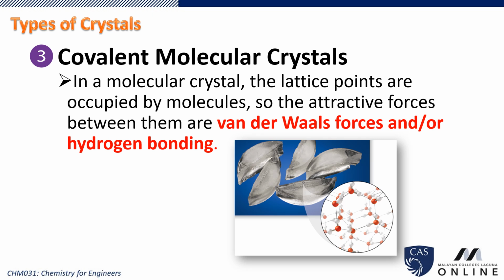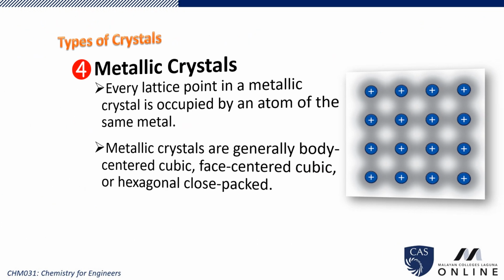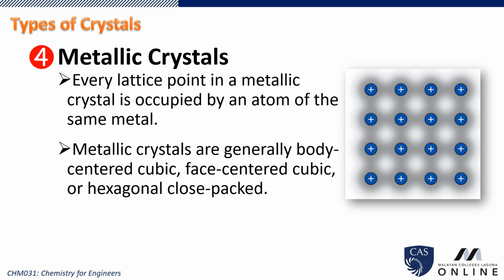In covalent molecular crystals, lattice points are occupied by molecules. The forces between them are either van der Waals forces or hydrogen bonding. These are much weaker than ionic and covalent bonds. The last type of crystals that we have are metallic crystals, and their atoms are held together by metallic bonding where electrons are delocalized. This allows for good electrical conductivity and flexibility in structure.